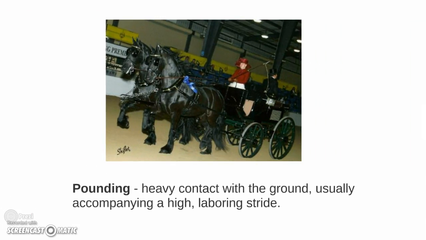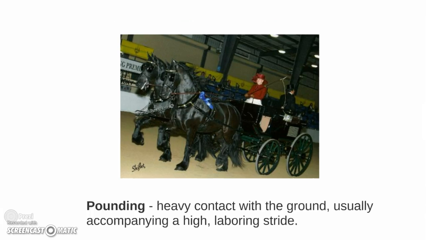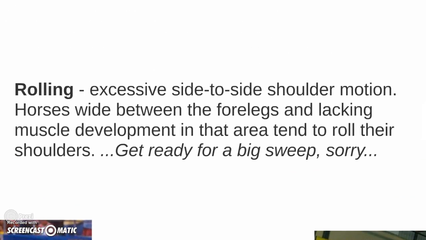Pounding: heavy contact with the ground, usually accompanying a high laboring stride. Like excessive side to side shoulder motion. Horses wide between the forelegs and lacking muscle development in that area tend to roll their shoulders. All right, so on the Prezi, it says to get ready for a big sweep. Since this is going to have to be broken up into two parts, I will spare you from the big sweep.